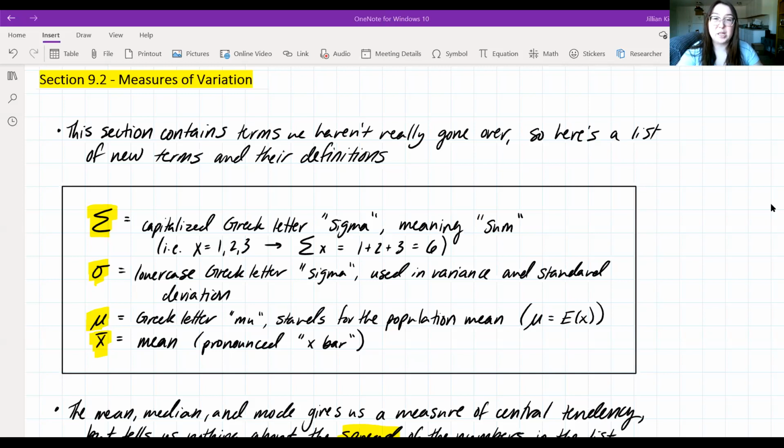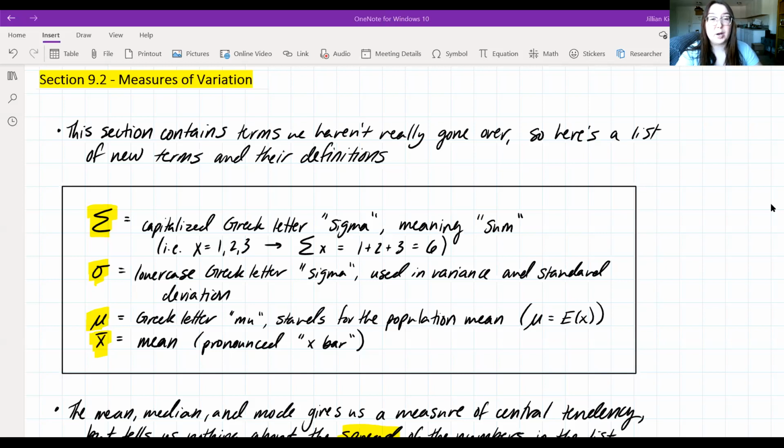Then we have mu, which looks like a U with a tail in front. That's the Greek letter mu. It stands for the population mean. So when we talk about a population, we'll always refer to the mean of a population as mu. It's also important to remember, as we mentioned in one of our last sections, that the population mean is also just the expected value. So we would say mu is equal to the expected value.